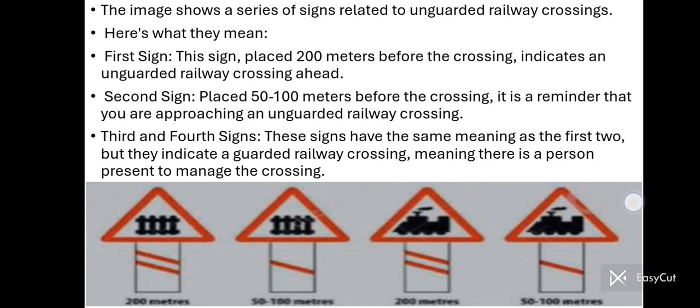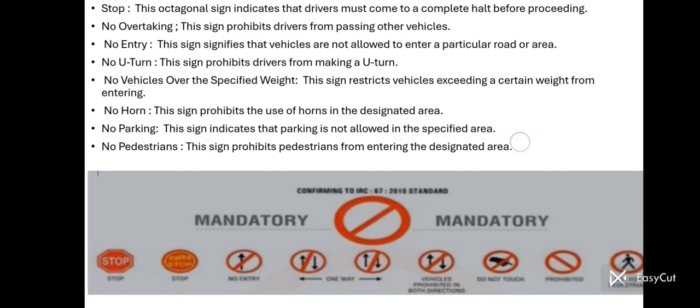Third and fourth signs. These signs have the same meaning as the first two, but they indicate a guarded railway crossing, meaning there's a person present to manage the crossing, like 200 meters and 10 meters like that. Now coming right here, as I say, stop. The octagonal sign indicates that drivers must come to a complete halt before proceeding.